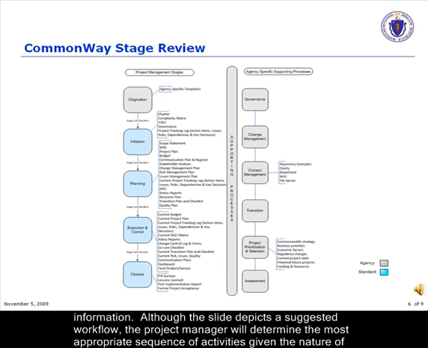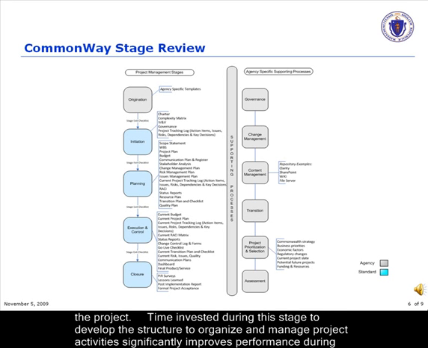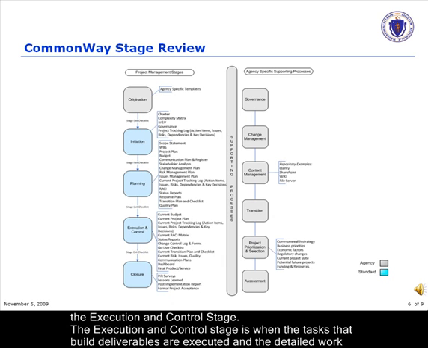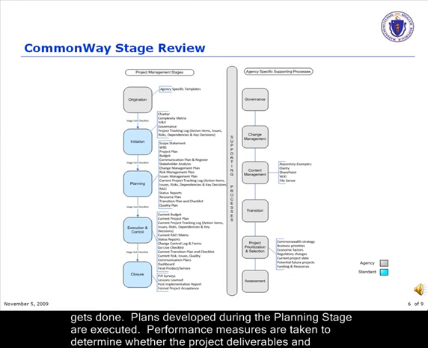Although the slide depicts a suggested workflow, the project manager will determine the most appropriate sequence of the activities given the nature of the project. Time invested during this stage to develop the structure to organize and manage project activities significantly improves performance during the execution and control stage. The execution and control stage is when tasks that build deliverables are executed and the detailed work gets done. Plans developed during the planning stage are executed.